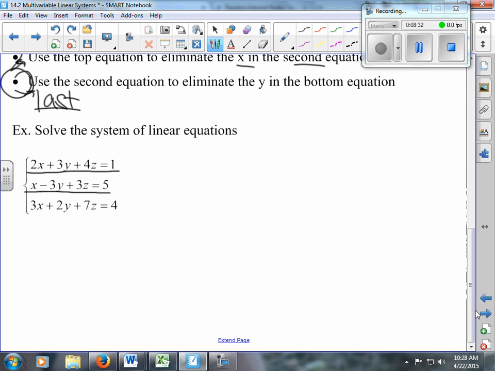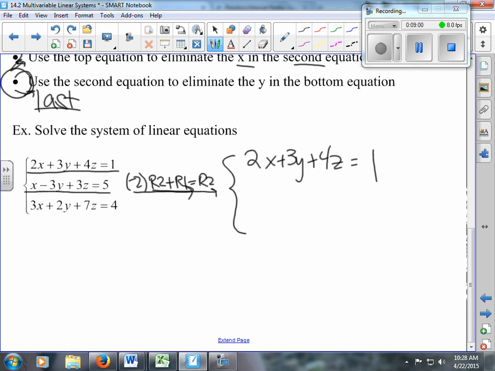So let me write that down. I'm going to call these rows. So I'm going to take -2 times row 2, and I'm going to add row 1, and that's my new row 2. That's the equation I'm doing, and nothing else is going to change. So this top equation is still going to be 2x + 3y + 4z = 1. But now for my second equation, I'm going to multiply by -2 and add row 1.